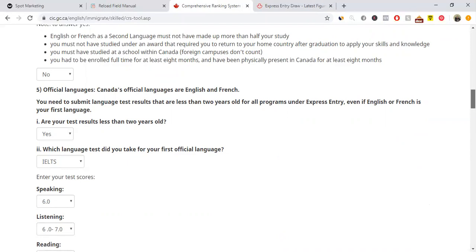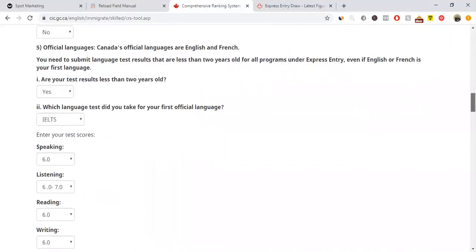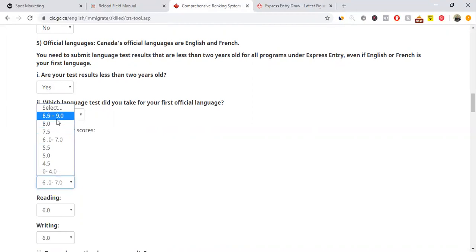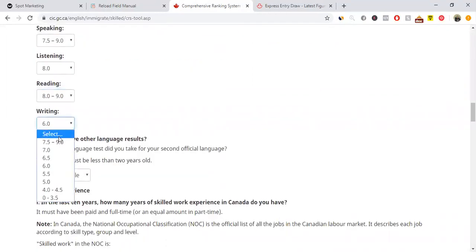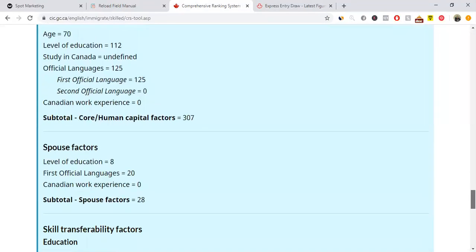Now, what I'm going to do right now is, you can see here we have 304. We're going to come back to your IELTS here and increase the score from 6 to 8, reading 8, right? So we're also going to change the writing score to also 8. I think I'm going to calculate your score. So let's look at how much more it has improved.